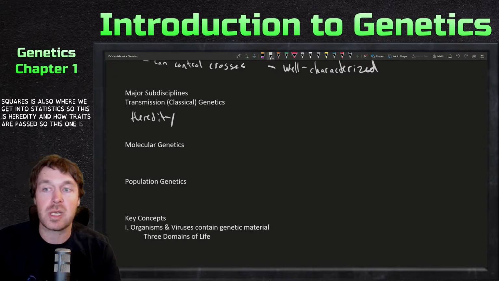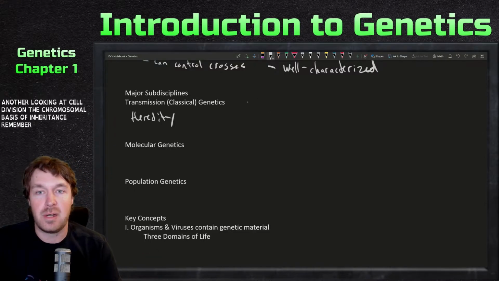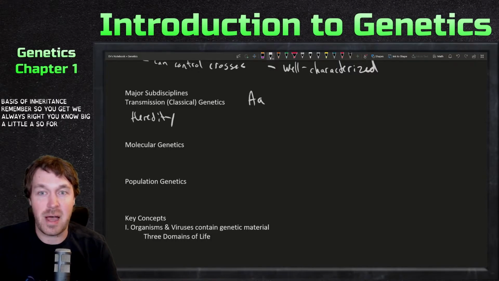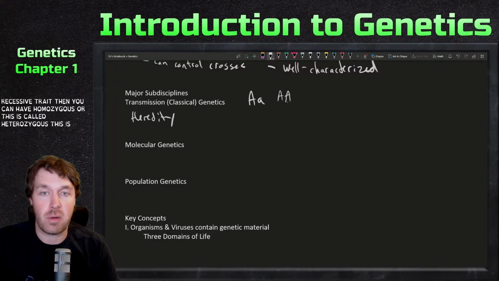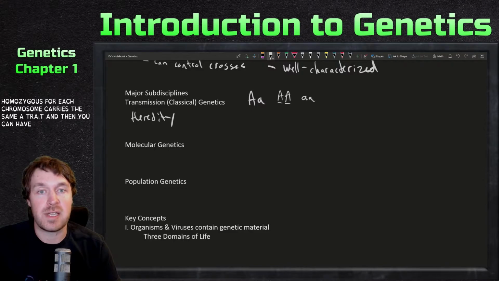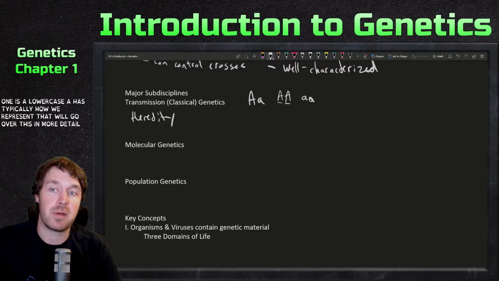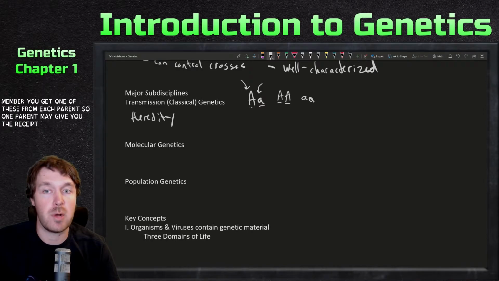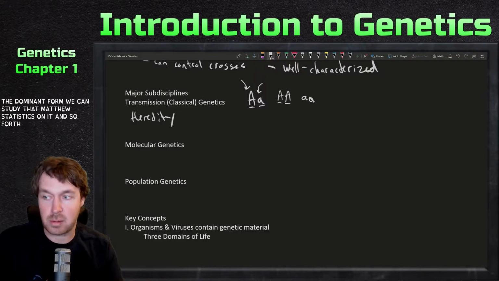This one is looking at that transmission from one to another, looking at cell division, the chromosomal basis of inheritance. Remember, we always write big A, little a, for a dominant trait and a recessive trait. This is called heterozygous. This is called homozygous, where each chromosome carries the same trait, and then you can have recessive, so each one is a lowercase a. That's typically how we represent that. We'll go over this in more detail in a future chapter. But remember, you get one of these from each parent. One parent may give you the recessive form and the other parent may give you the dominant form. We can study that, do statistics on it, and so forth. That's looking at the chromosomal basis of inheritance.